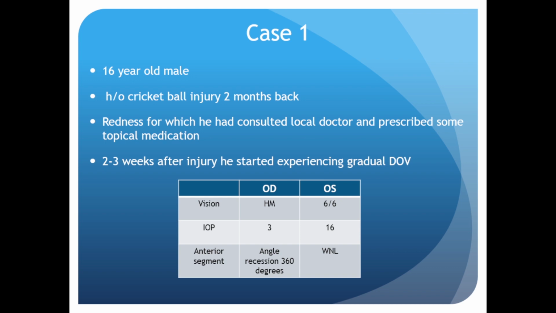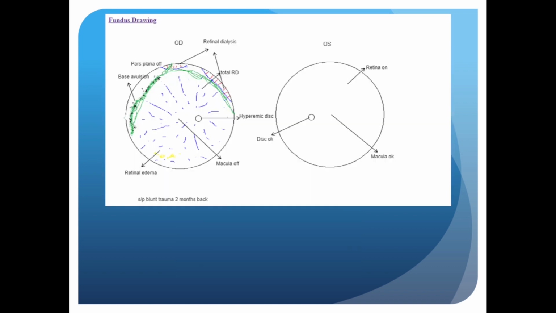So this is case one: a 16-year-old male with a history of cricket ball injury 2 months back. He had some redness, for which he consulted a local doctor, and he was given some topical and oral medication. After 2 to 3 weeks, he developed gradual diminution of vision and consulted us. The right eye had a vision of hand movement with an IOP of 3, and he had 360 degrees of angle recession. The other eye was absolutely normal.